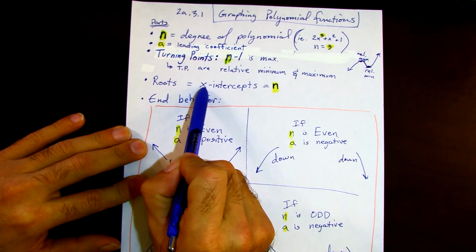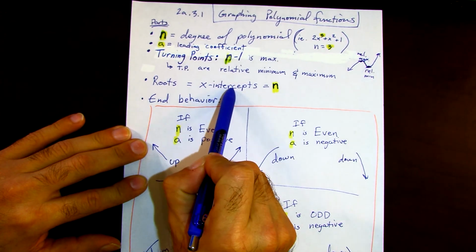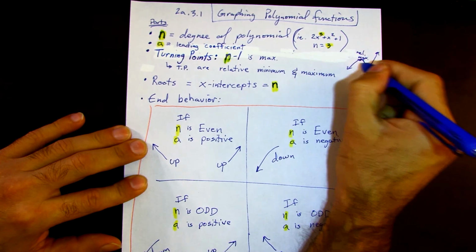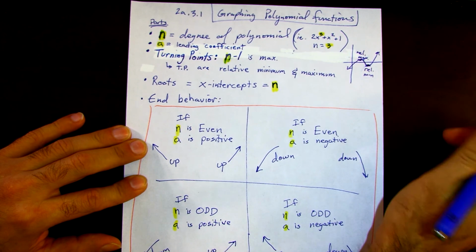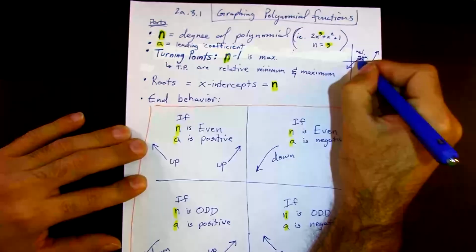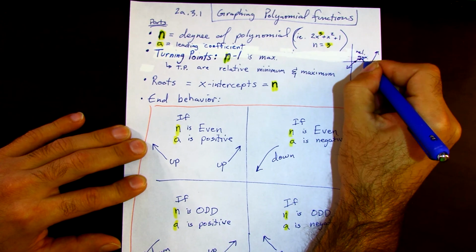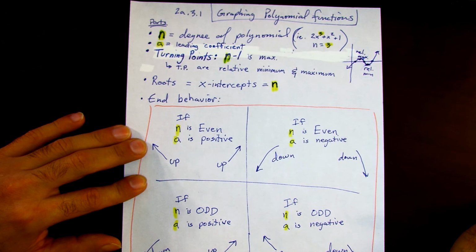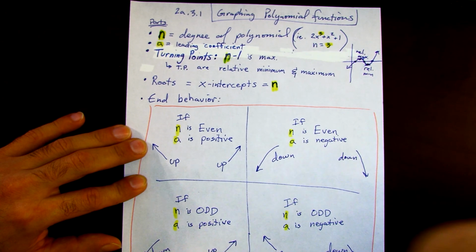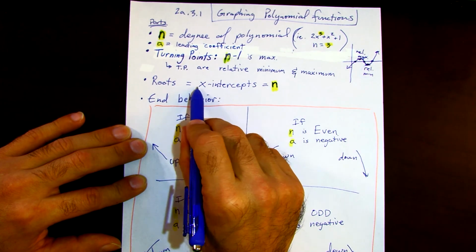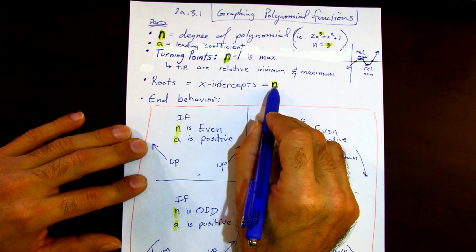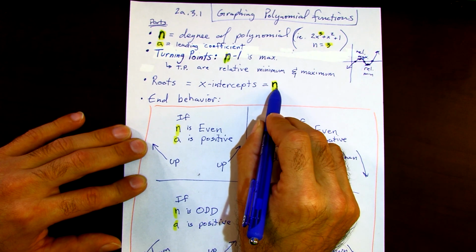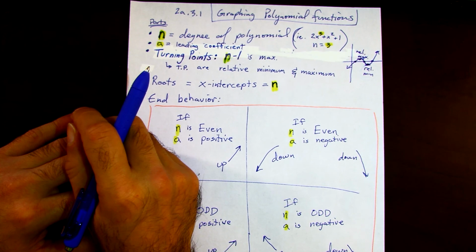Our roots are the number of x-intercepts. So if this was my coordinate grid, right, I would have roots right here, and right here. Those are our roots. So the number of roots has to do with our n value. It's equal to the n value.